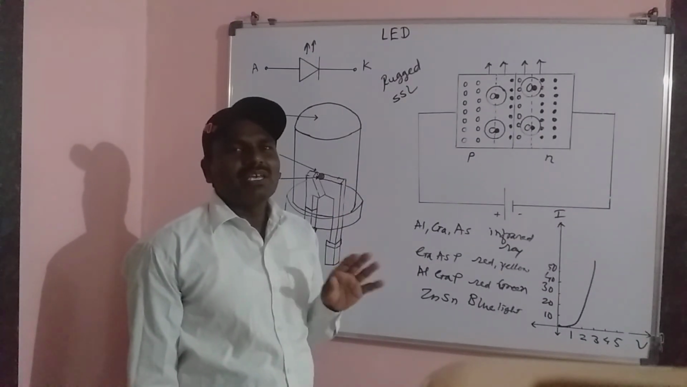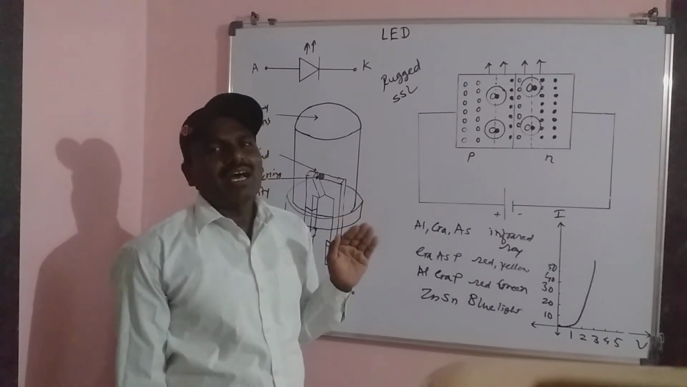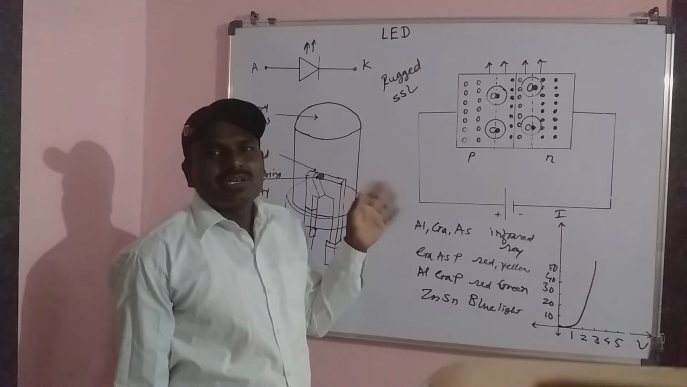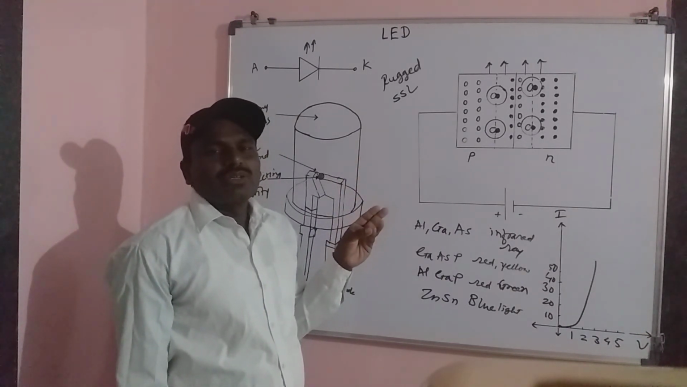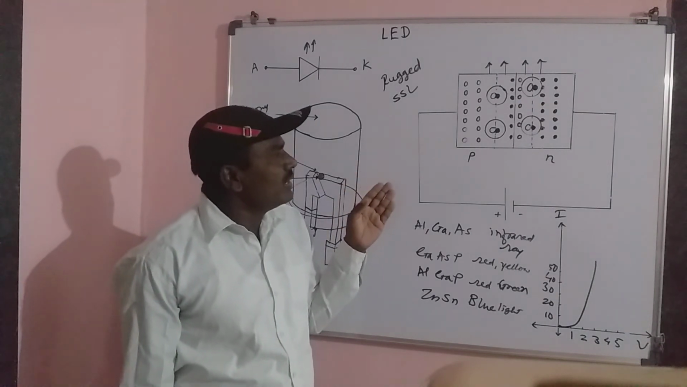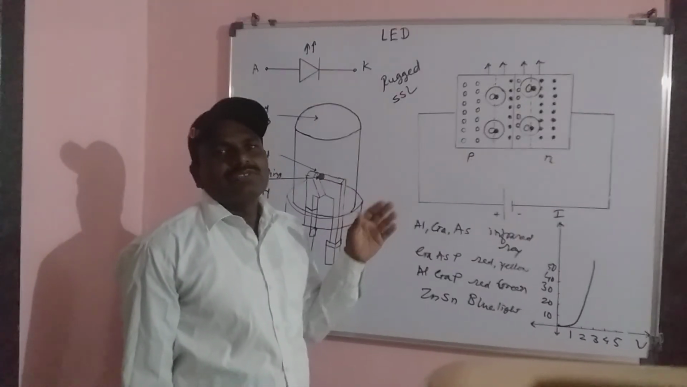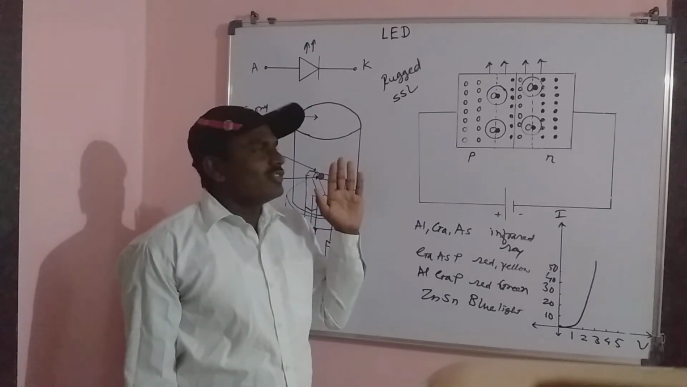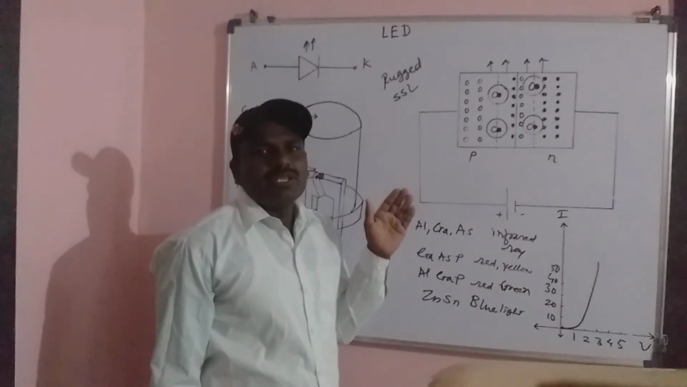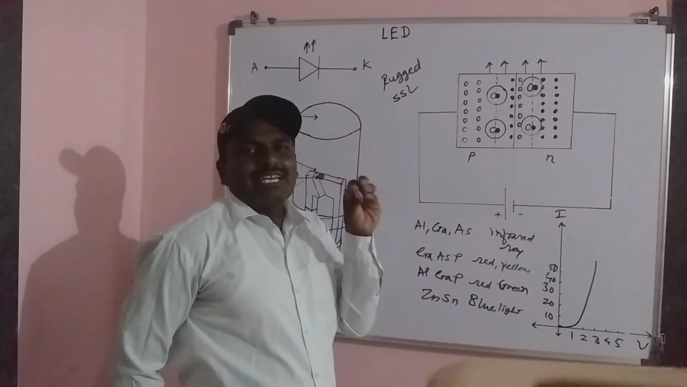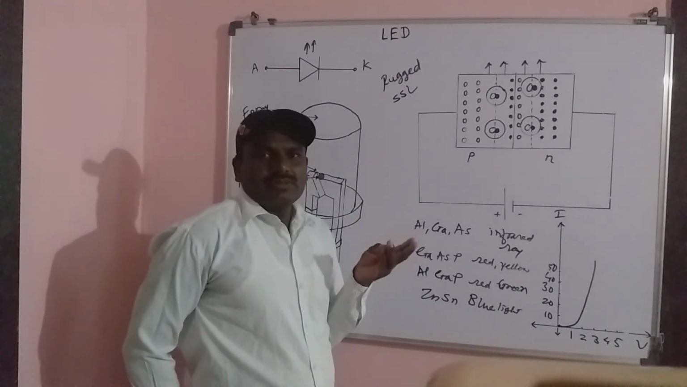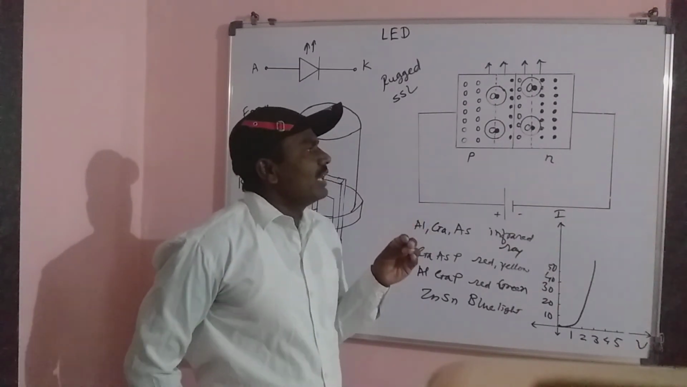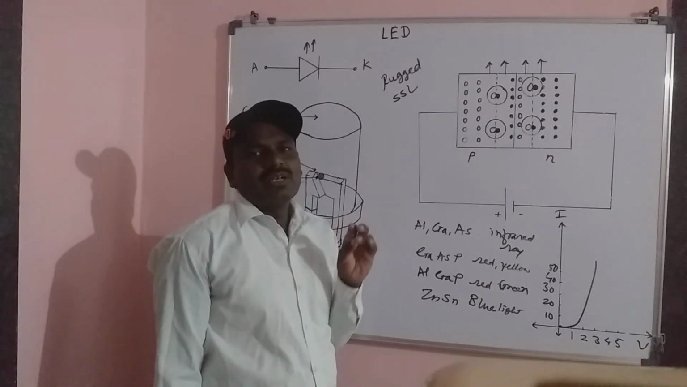Now we can see the applications of LEDs. LEDs are mostly used in burglar alarms or counters. They are also used in optical communication. These LEDs are also used in light indicators. They are also used in electronic equipment like TV, LCD TV or LED TVs, LED communications, and also in street light lamps.